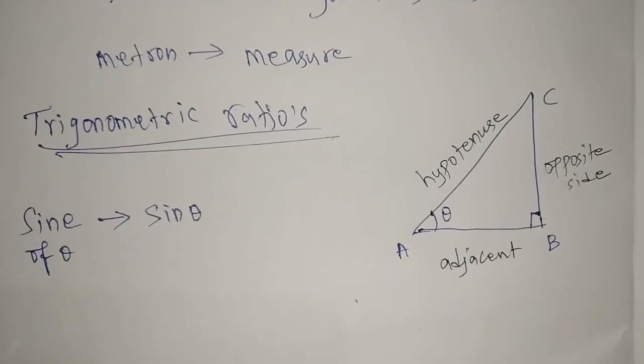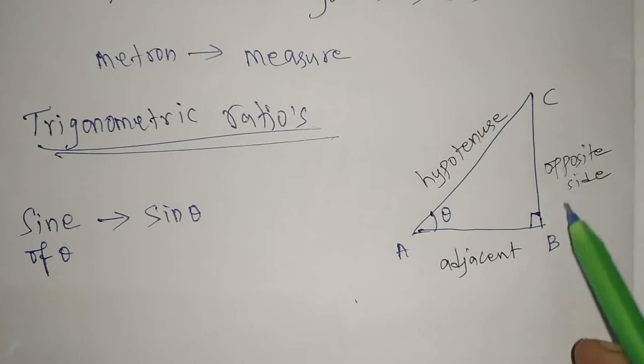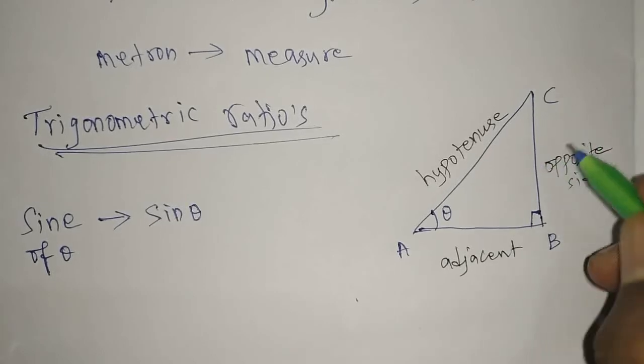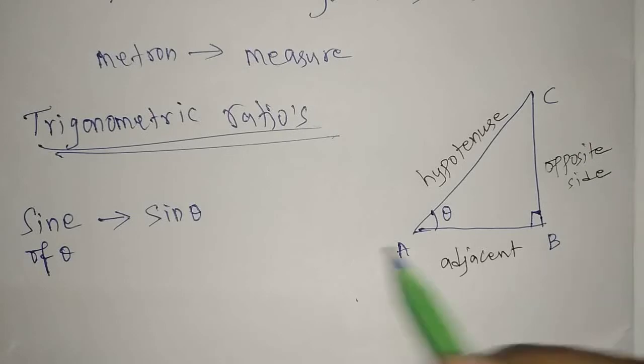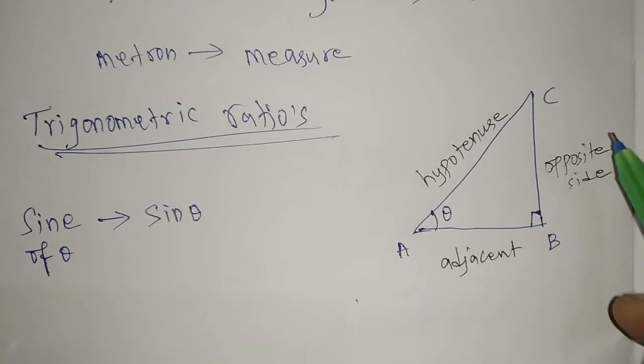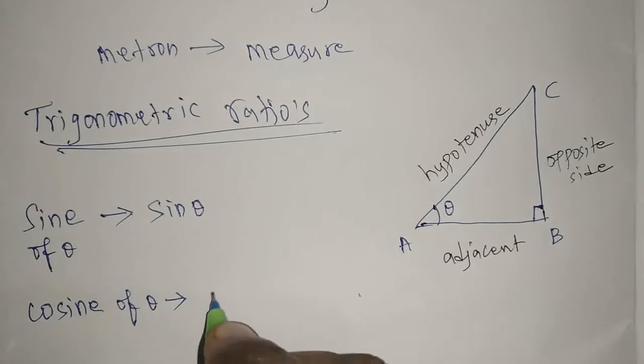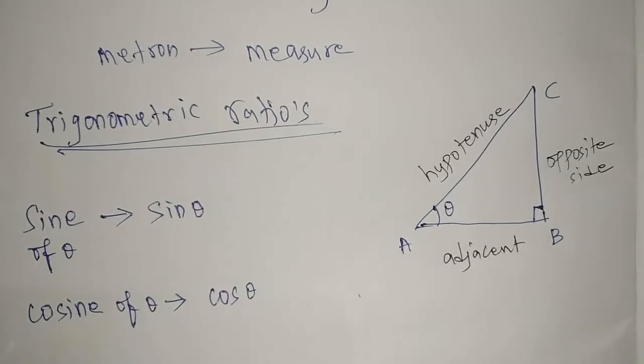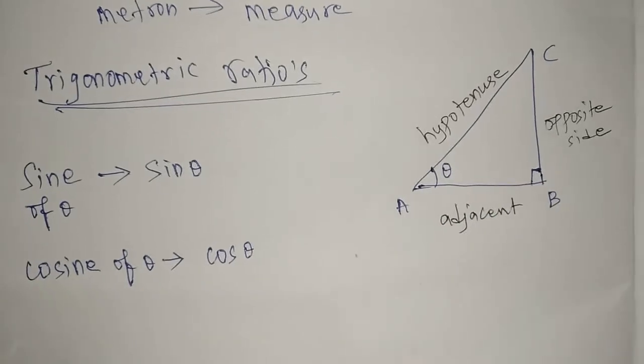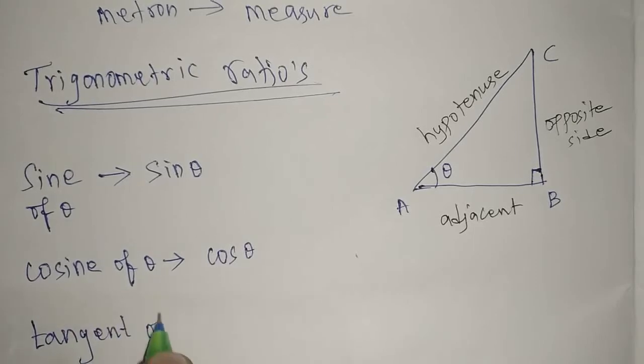Sine theta is used for finding height. This is the opposite side, the height of this triangle. So sine theta is used for finding height. Next, cosine of theta. In short form we use cos theta. Cos theta is used for finding the adjacent or base. And next, tangent of theta, which in simple form we call tan theta.